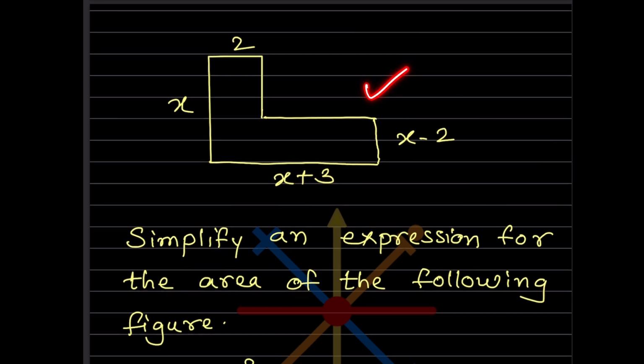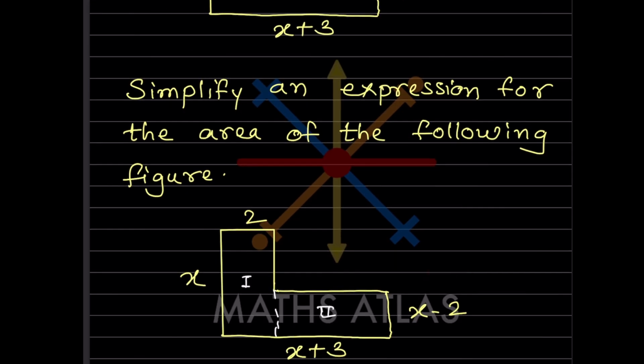So same figure is here. We cannot find the area directly. So what we can do here, we can split it into two parts. Can you see here, this is the first part, which is a rectangle, and this is the other rectangle. So we can put here 1 and 2. The dimensions are given. This is 2, this is the length and this is the breadth. And for this one, this whole part is x plus 3, and the breadth for this one is x minus 2.